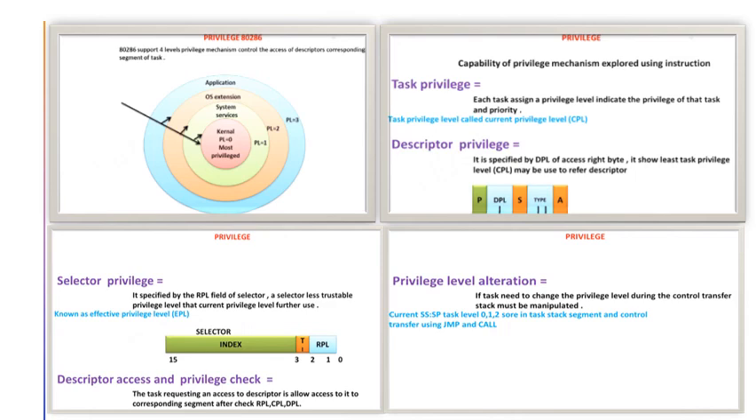Each task in the system has a separate stack for each privilege level. Task, descriptor and selectors have a privilege level attribute that determines whether the descriptors may be used. The task privilege has an effect on the use of instructions and descriptors. The descriptor and selector privileges only affect access to the descriptor.